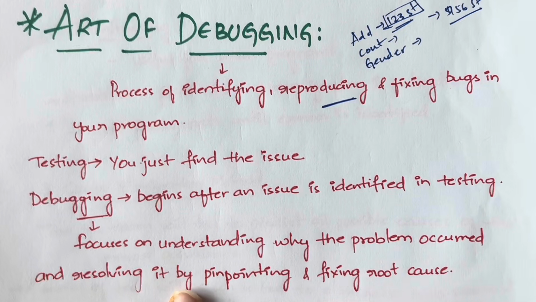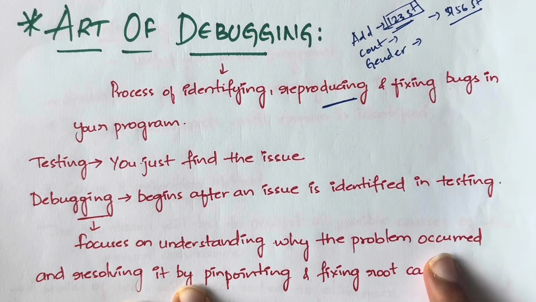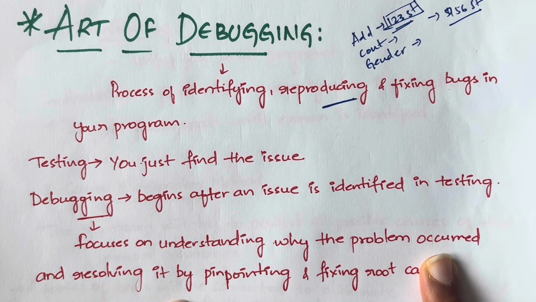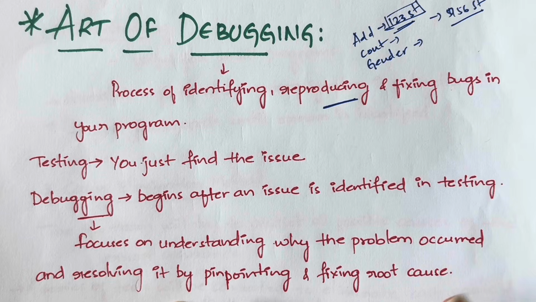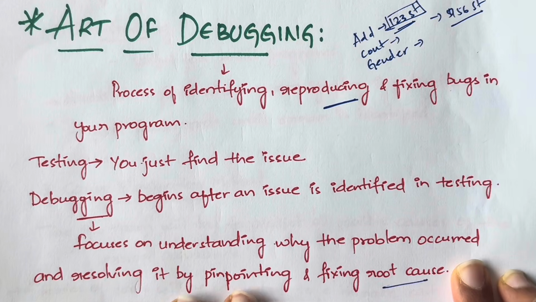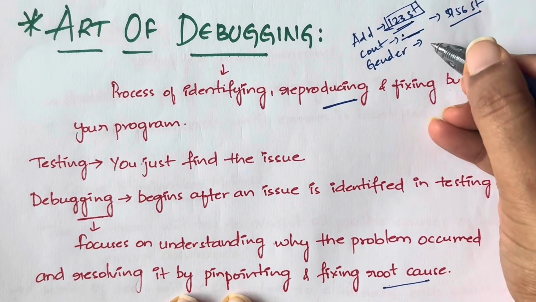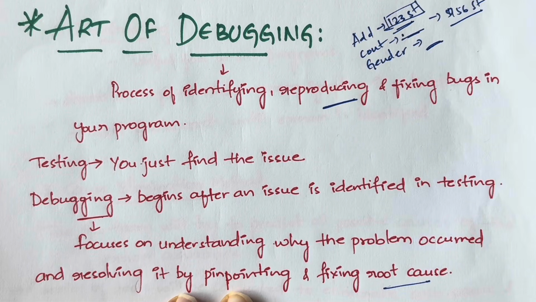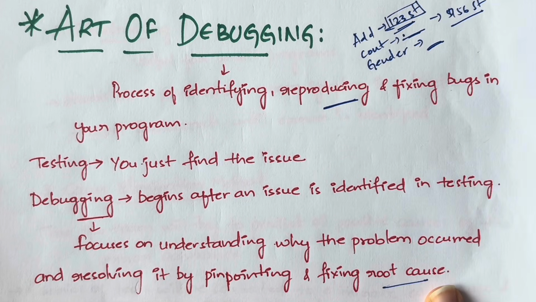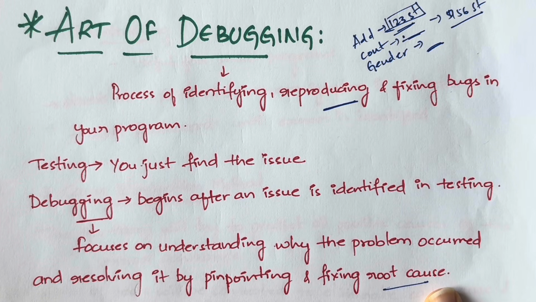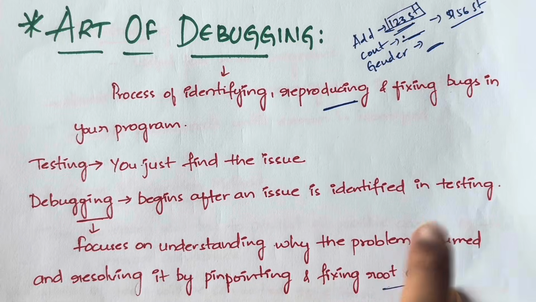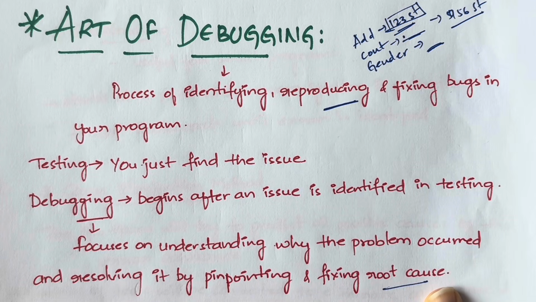Okay, so debugging mainly focuses on understanding why the problem occurred and resolving it by pinpointing and fixing the root cause. Fixing the root cause, in the sense, anything similar to this. Let's say the same might be happening to the contact number as well, the same might be happening to gender as well, but since the customer did not change them, you don't know. So you will try to analyze what is the root cause for everything, and you will try to fix it. So that's what happens in debugging. You will understand why this problem occurred, why this bug came, and then you will sit and resolve it. Okay, so this is about debugging.